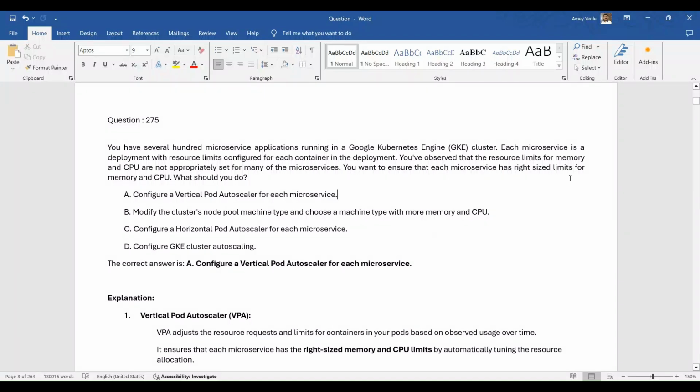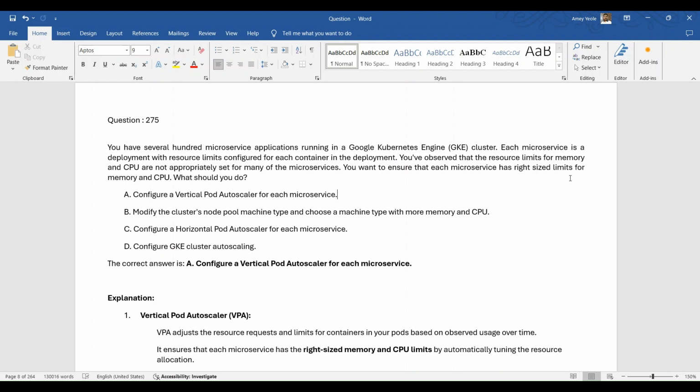Question 275. You have several hundred microservice applications running in a Google Kubernetes Engine (GKE) cluster. Each microservice is a deployment with resource limits configured for each container in the deployment. You've observed that the resource limits for memory and CPU are not appropriately set for many of the microservices. You want to ensure that each microservice has right-sized limits for memory and CPU. What should you do?